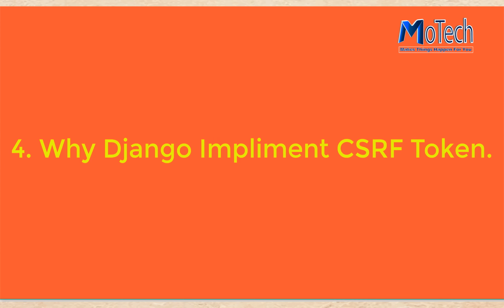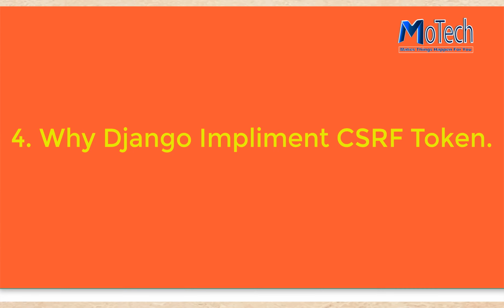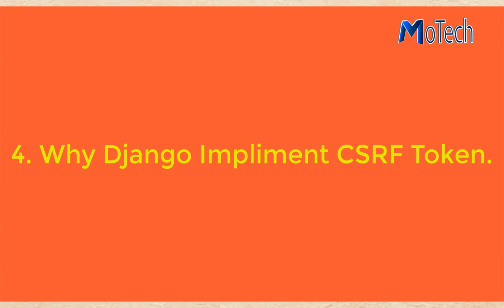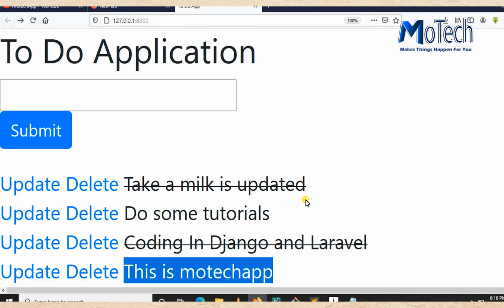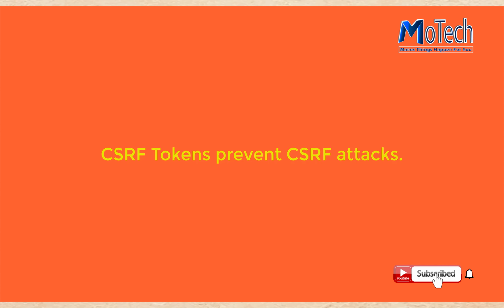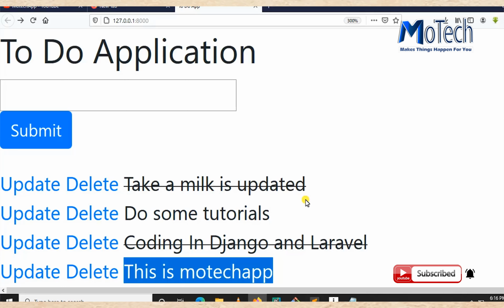Number 4, why Django implements CSRF token. Actually, Django implements the CSRF token because this token prevents CSRF attacks, right? So the great intention of Django to implement the csrf underscore token is to prevent CSRF attacks.